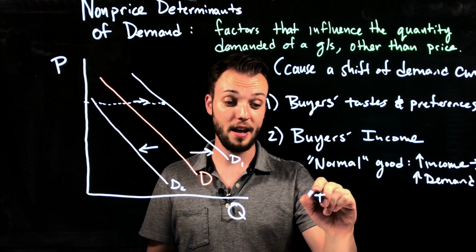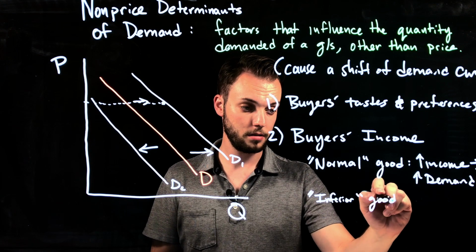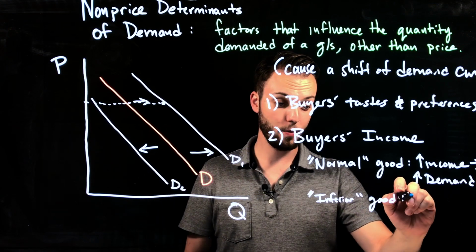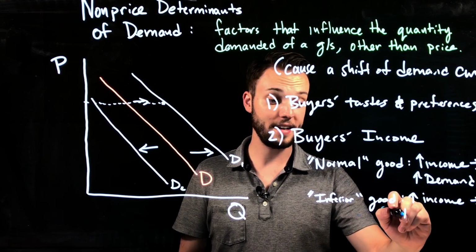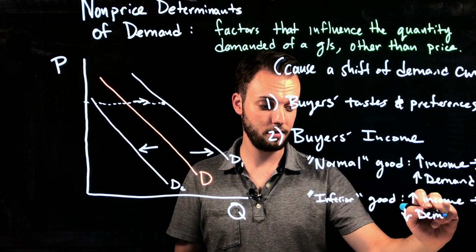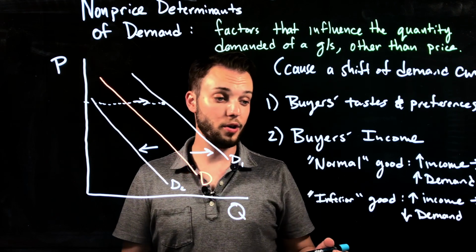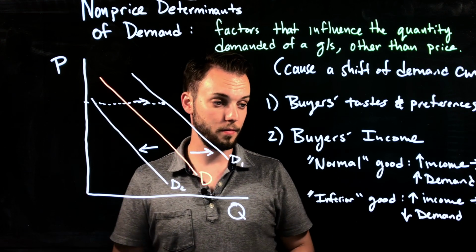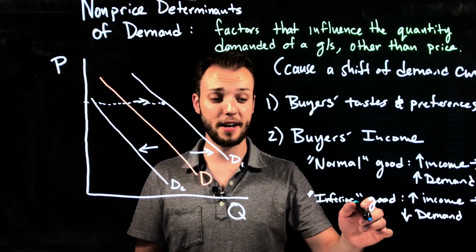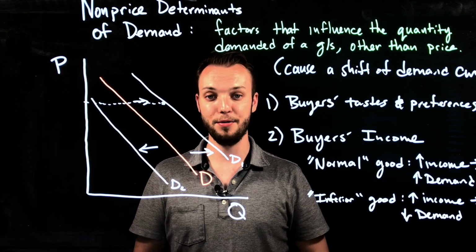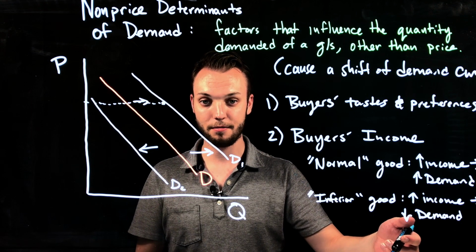We can contrast that with an inferior good, which is something that when income increases, demand actually decreases. So there's a shift to the left. So a normal good, we said it's just something that the demand is an increase with income. Inferior goods can have the opposite effect. So an inferior good could be something like ramen noodles, right? That's the classic inferior good. When income increases, demand decreases, right?